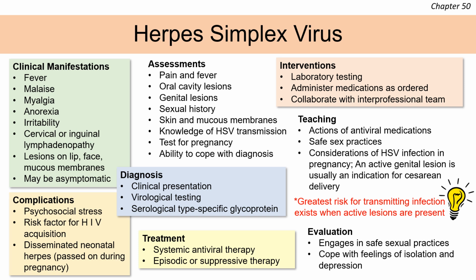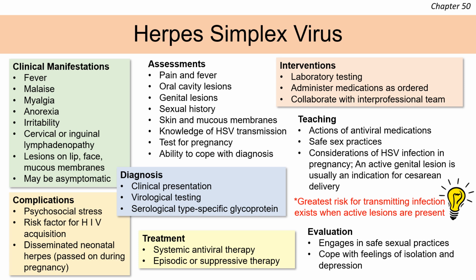This is to really hone in on which HSV virus it is, or another classification of a different virus. So the way we're going to do our assessment, we're going to check vital signs for pain and fever. We're going to inspect the mouth and genital areas. We're going to find out about their sexual history. We want to know how they got it. Are they active right now? We want to test for pregnancy. We want to make sure that if this is a female patient that's pregnant, that they don't have any active lesions when it's time to give birth, because they will need a C-section.